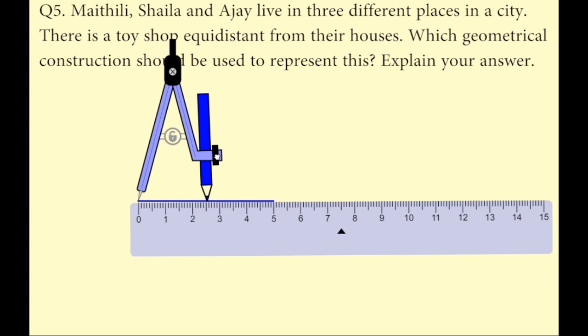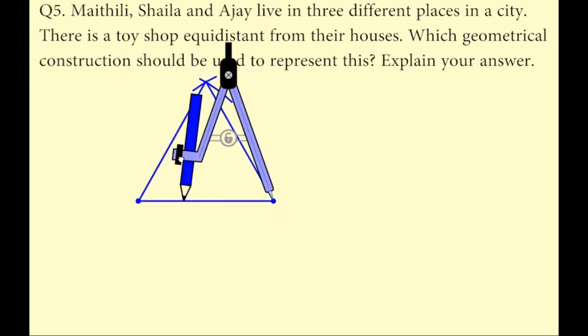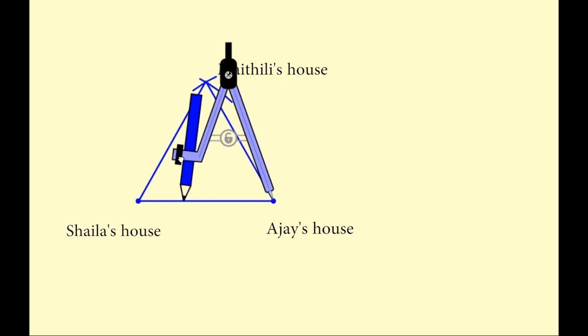a city, and the toy shop is at equal distance from their houses. So now we have to explain which geometrical construction should be used to represent this. So consider the position of the 3 houses as 3 points. Now we will make a triangle. Now name it as Maithili's house, Shaila's house and Ajay's house.